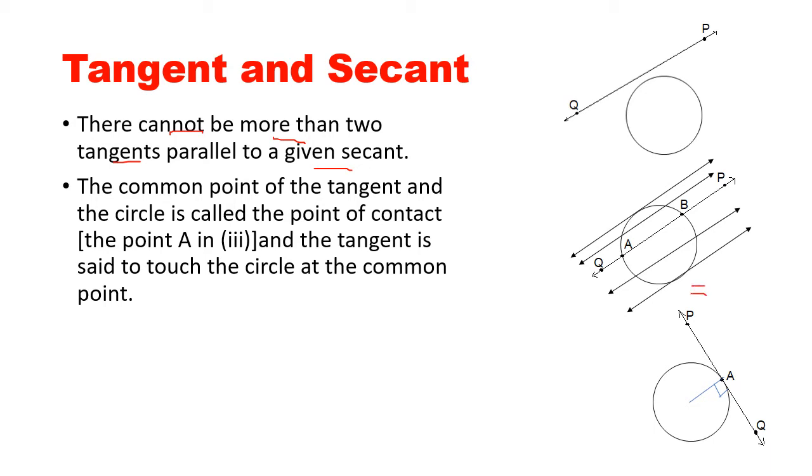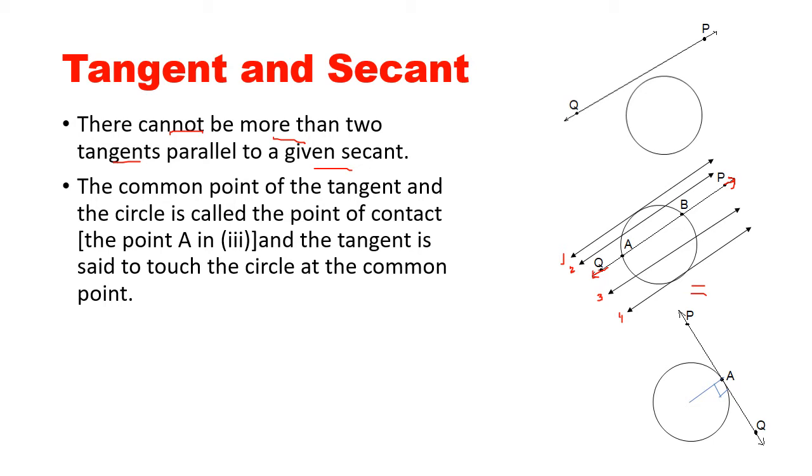In this figure, PQ is the secant. Can you see this? PQ is the secant. Now we have to draw tangents parallel to it. So how many lines have I drawn? I have drawn line 1, line 2, line 3, line 4. I have drawn 4 lines parallel to this secant PQ.